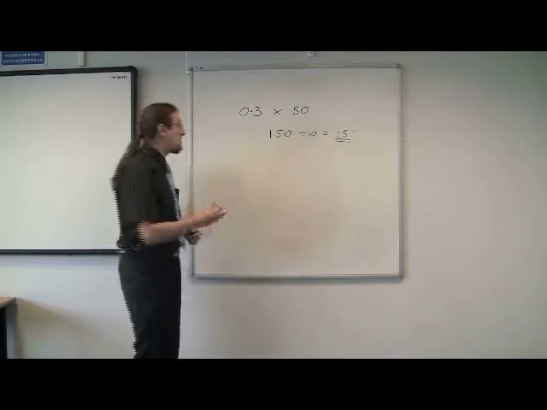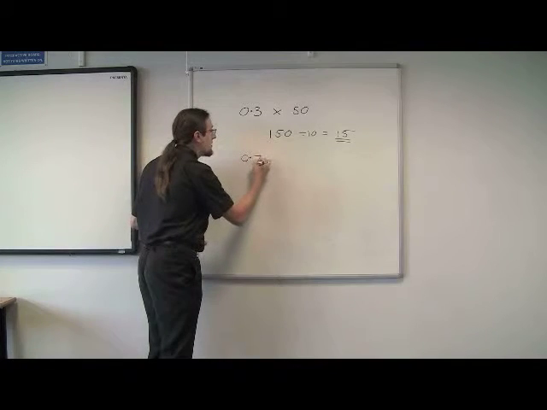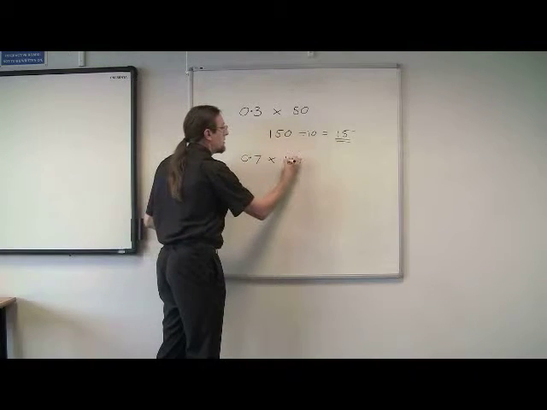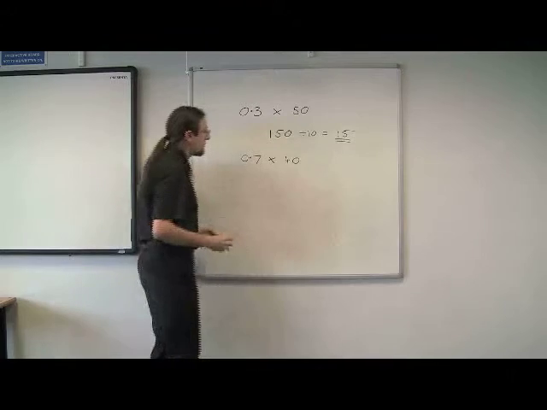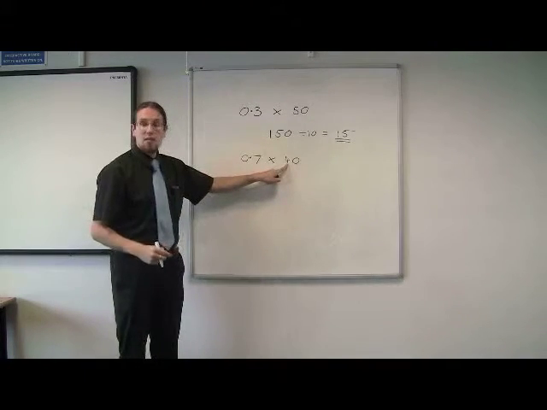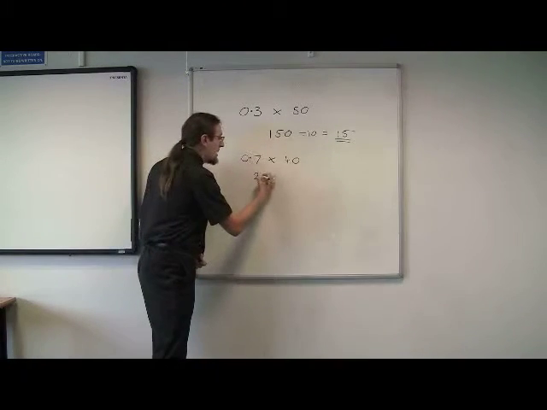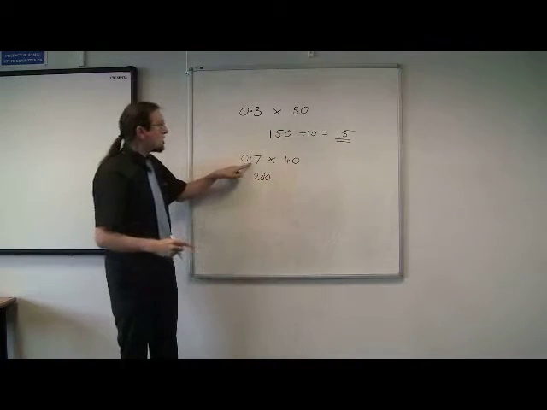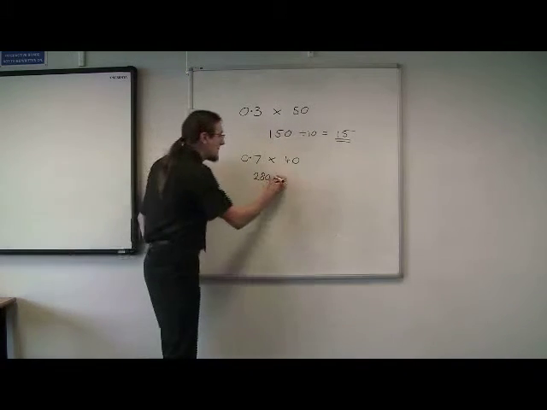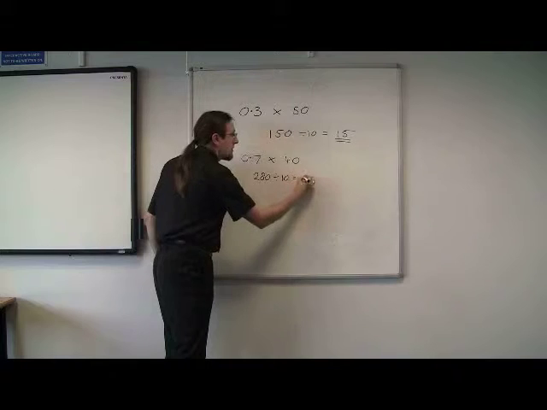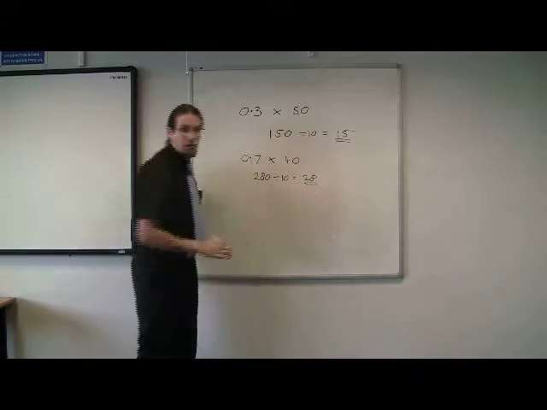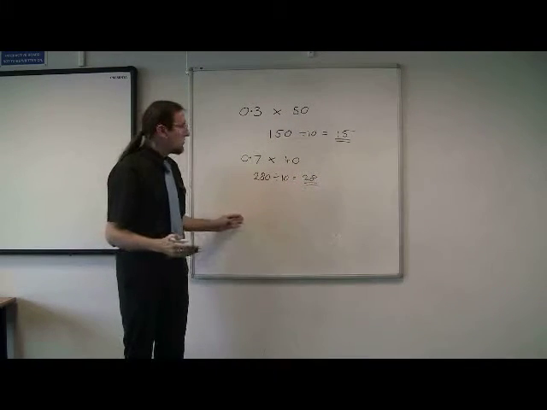Let's have a look at another example. 0.7 times 40. Well, 7 times 40 would be 280, but it's 0 point, so we divide by 10. Answer, 28.